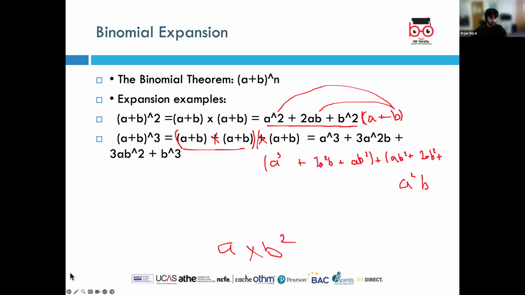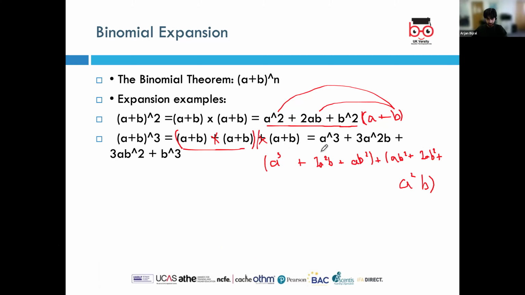And now that we've got these two brackets, we're going to do what I call collecting like terms. It's actually just an addition. It's quite confusing because the writing is terrible, but we've got a cubed plus two a squared b plus ab squared, plus ab squared plus two ab squared plus a squared b.